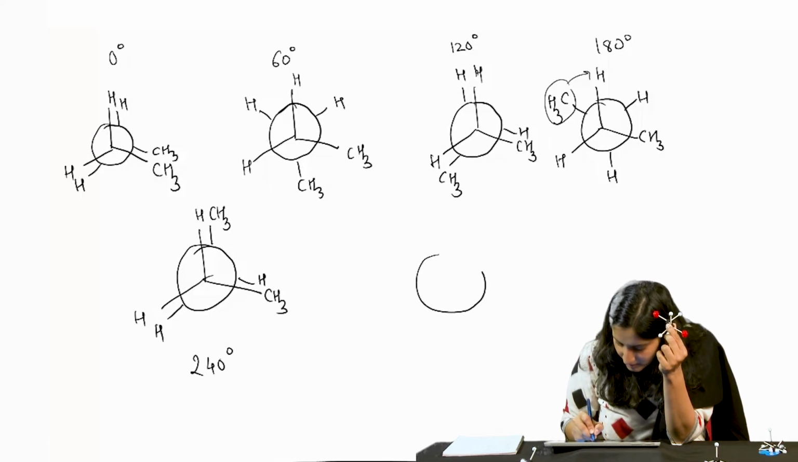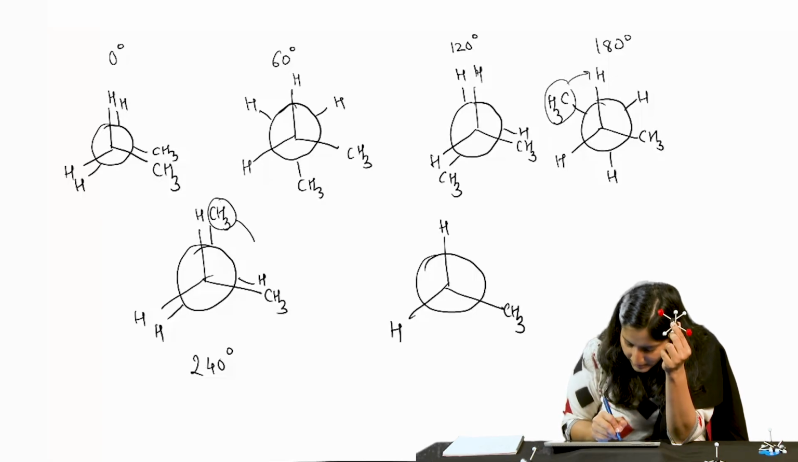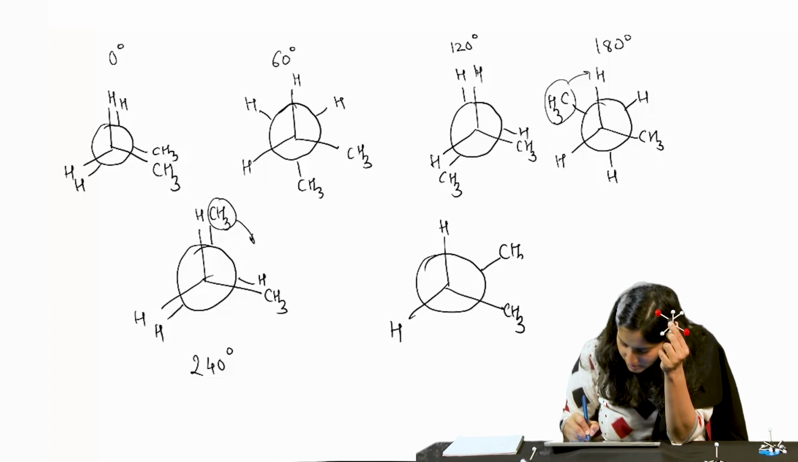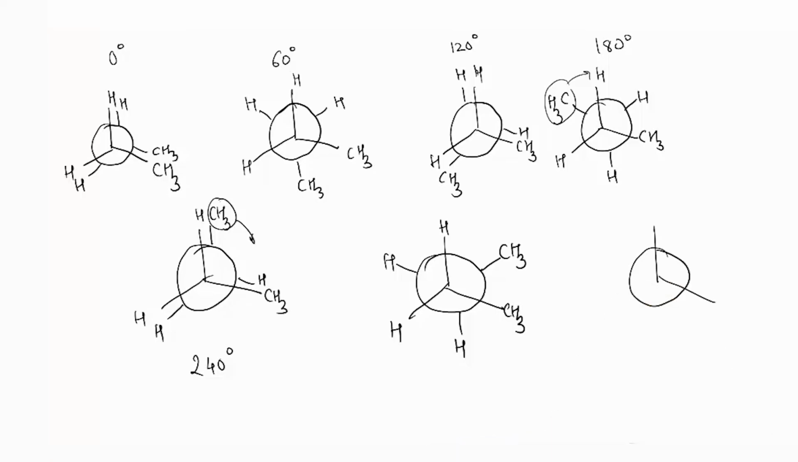Then we have 300 degrees. Keep the front carbon the same, I will move the back carbon such that it goes here. Okay. And then we are back to 360 degrees, wherein we get back to our original conformation where we started from. So, these are our conformations as we go from 0 degrees, slowly rotating and getting back to 360 degrees.